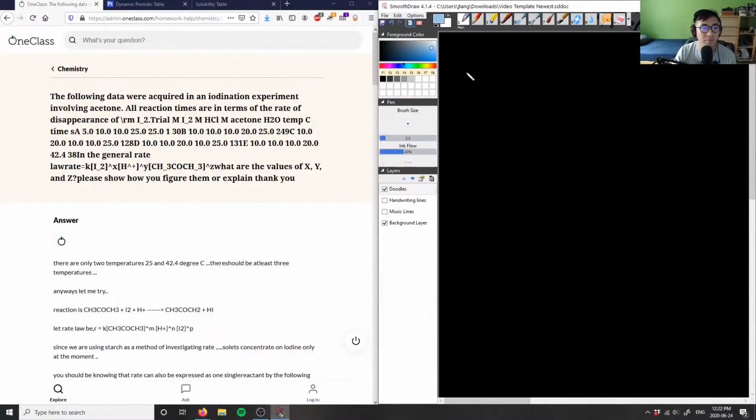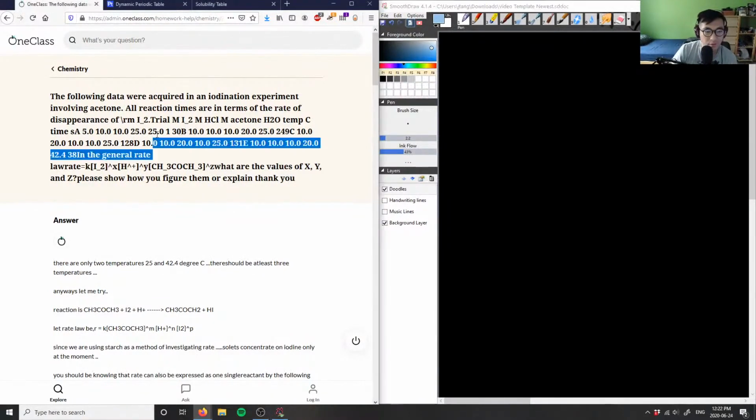Let's look at number 5. It says the following data was acquired in an iodination experiment involving acetone. All reaction times are in terms of the rate of disappearance of I2. Trial I2, and you get some type of data here. It's actually really bad formatting, so I really don't know what we're looking at here.